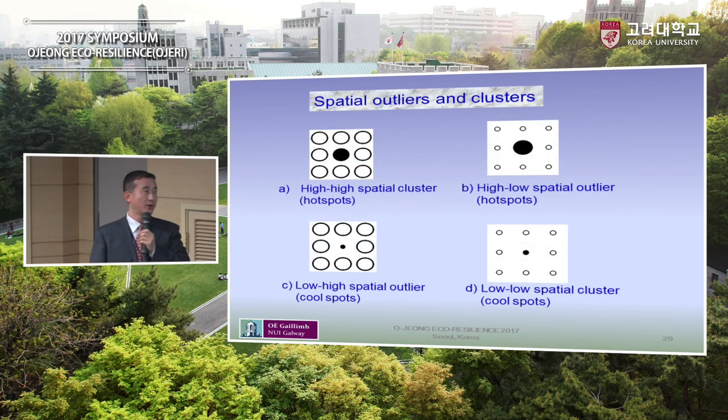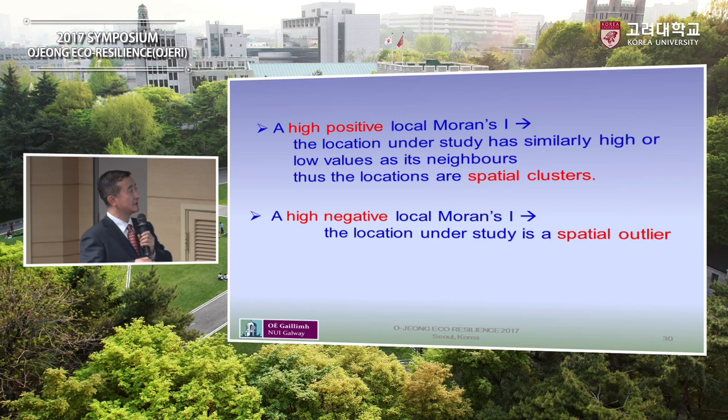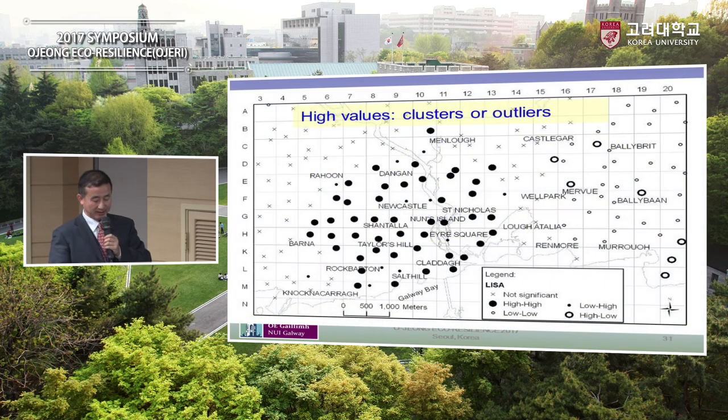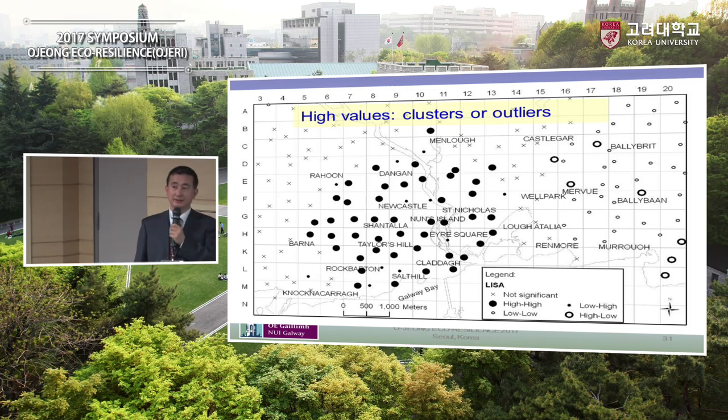Specifically, using this parameter, we're able to identify high-value clusters, low-value clusters, high-value areas surrounded by low values, that's an outlier, and low-value areas surrounded by high values, that's also an outlier. And the fifth one is not significant. Based on some calculation, we identify statistically whether it is significant or not. After that, we're able to see them on the map. So we get high-value clusters in the urban area and low-value clusters in the suburban area, and we also identify some outliers. This method helps us identify those spatially significant outliers and clusters. That helps us identify those environmental features.